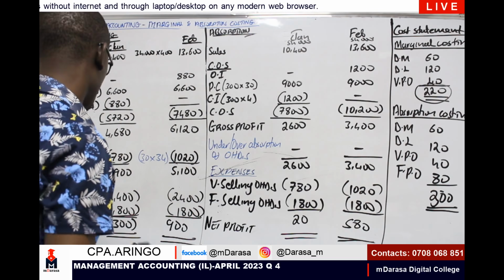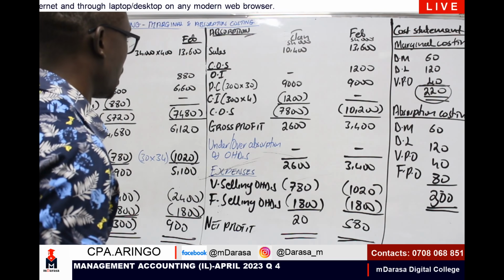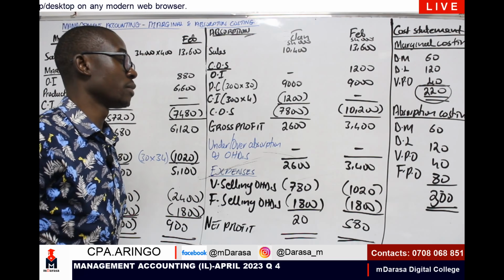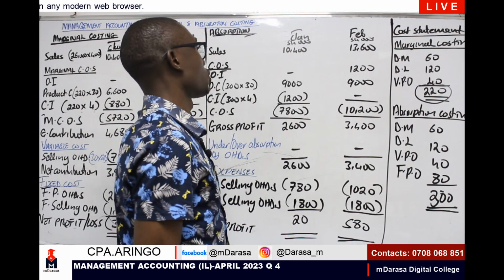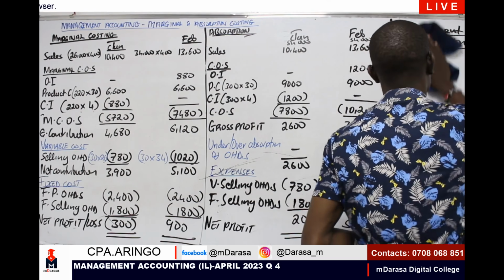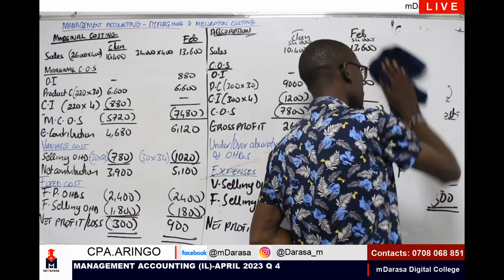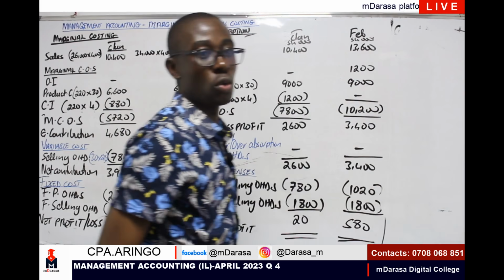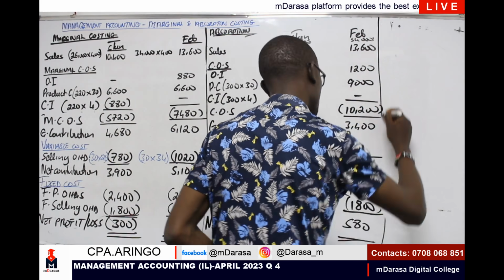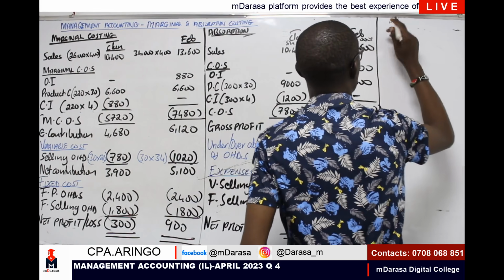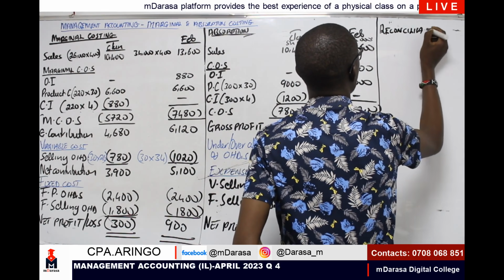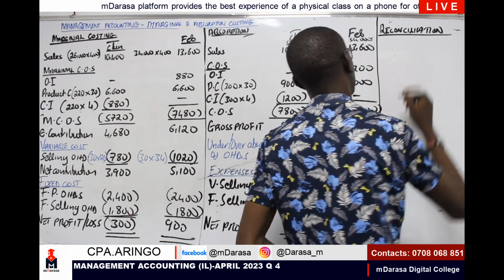Where should I erase? Because I'll only be required to have the net profit, and of course, the aspect of opening inventory should be very vital. Let me erase this because we won't use it again. I'll show you the easiest way that you can always do your reconciliation statements. This is the easiest way you can always have it.